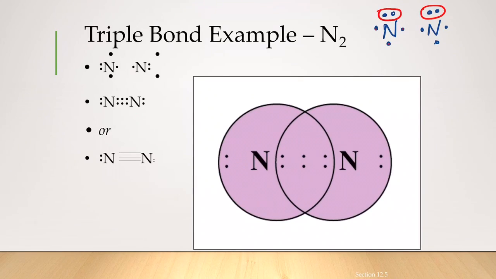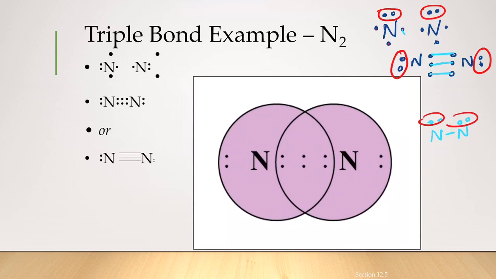So you can draw it like this. You can put all the 3 electrons on one side, and remember this is a lone pair, and these 3 electrons will form 3 bonds between the 2 nitrogens. And therefore here is the Lewis dot structure for nitrogen.